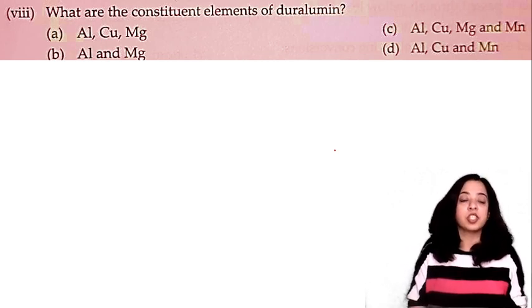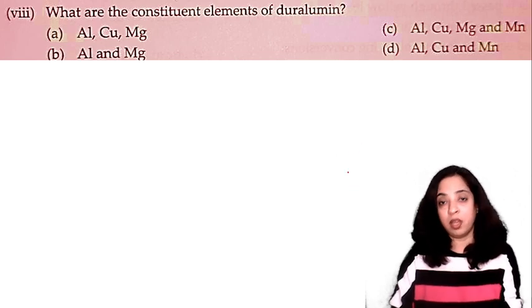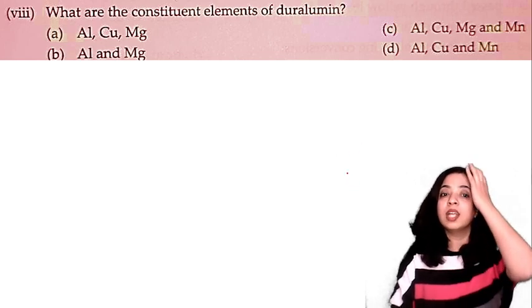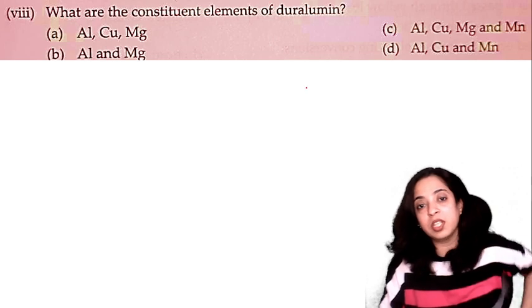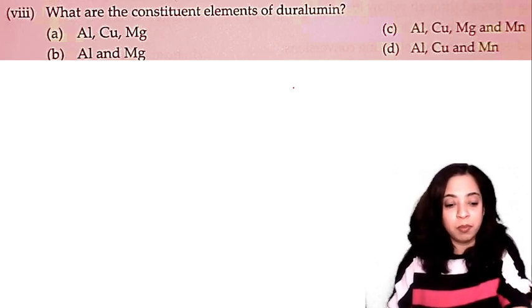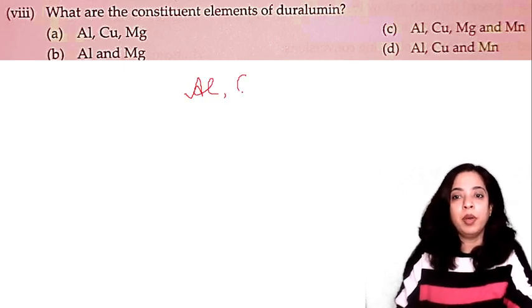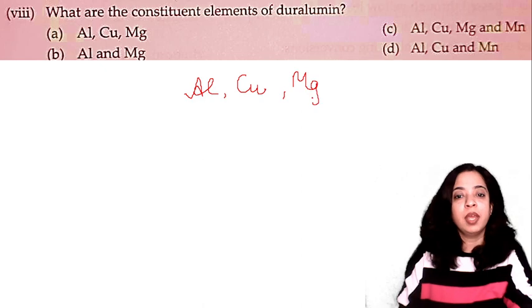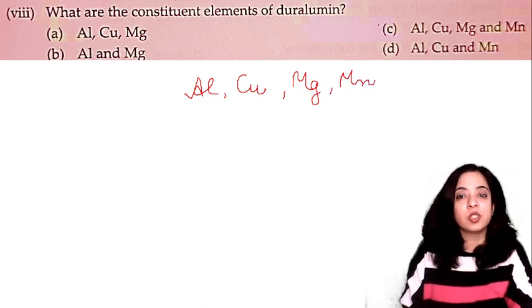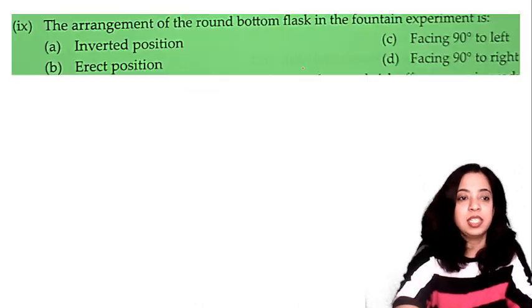What are the constituent elements of duralumin? When I was teaching you metallurgy, I told you to learn the constituents, not the exact percentage, but at least the constituents of elements, right? So duralumin has aluminium, copper, magnesium, and manganese. So C is the correct answer. Okay. Now let's see the next question.